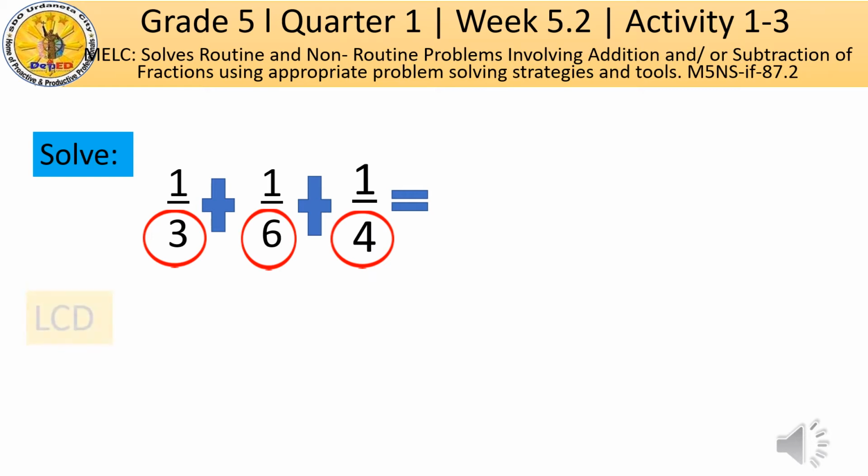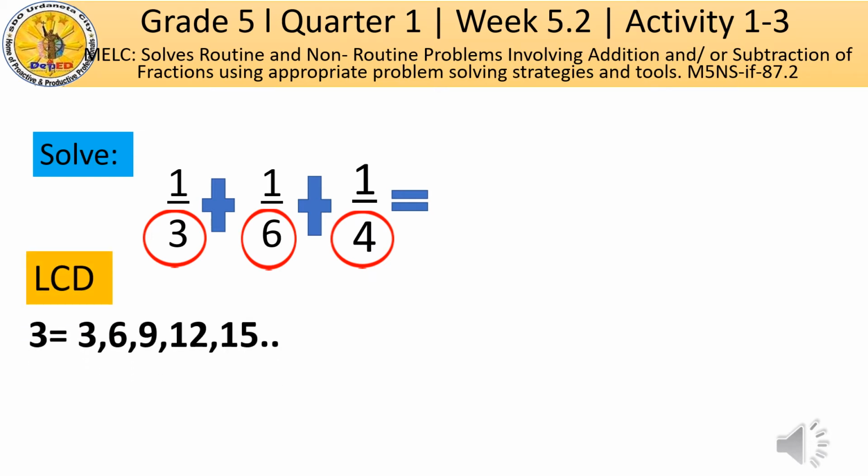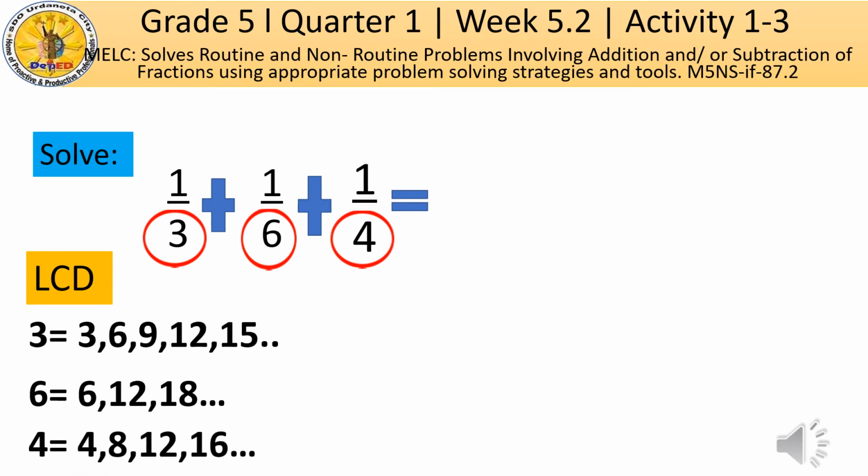We have 3. 3 plus 3, 6. 6 plus 3, 9. 9 plus 3, 12. 12 plus 3, 15. And so on and so forth. Then we have 6. 6 plus 6, 12. 12 plus 6, 18. And so on. And we have 4. 4 plus 4, 8. 8 plus 4, 12. 12 plus 4, 16. And so on. So 12 is the LCD, and we place it here as our new denominator.